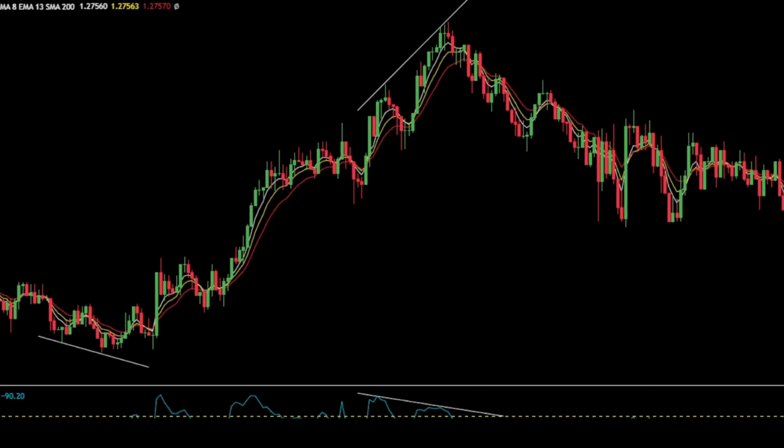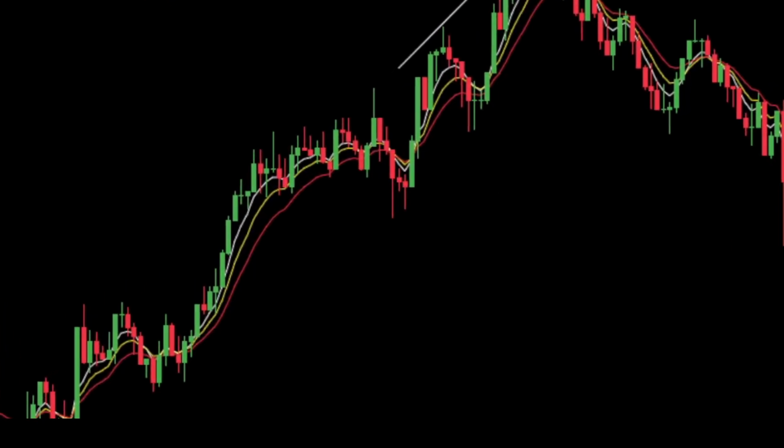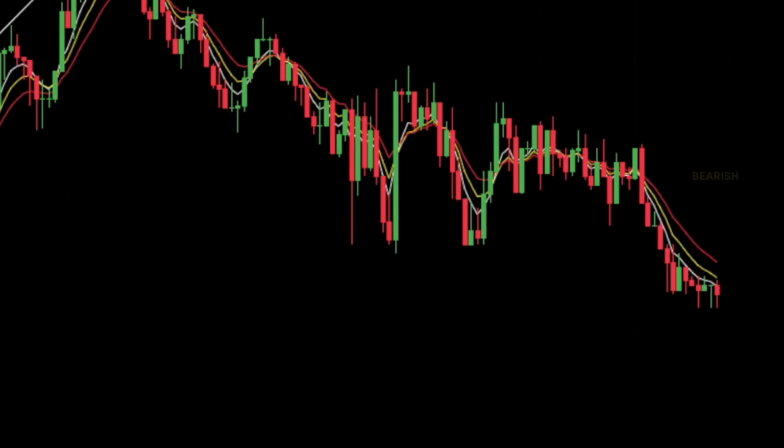These EMAs will be used as a trend guide and confirmation to place orders in the market. If EMA 5 and EMA 8 are above EMA 13, it indicates a bullish trend. However, make sure that EMA 5 is at the top, EMA 8 is in the middle, and EMA 13 is at the bottom. Conversely, if EMA 5 and EMA 8 are below EMA 13, it indicates a bearish trend. Make sure that EMA 5 is at the bottom, EMA 8 is in the middle, and EMA 13 is at the top.